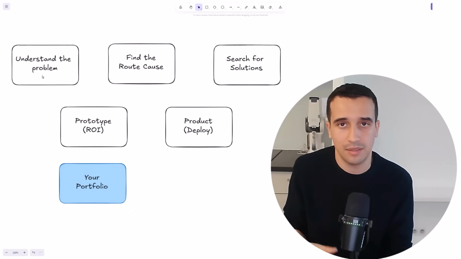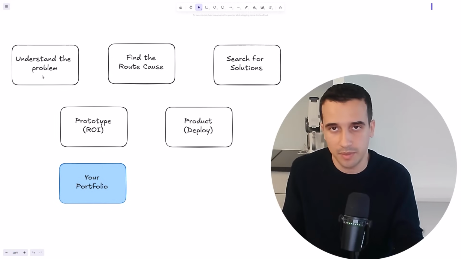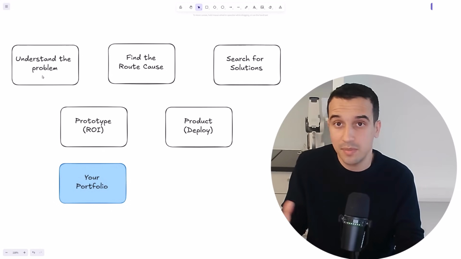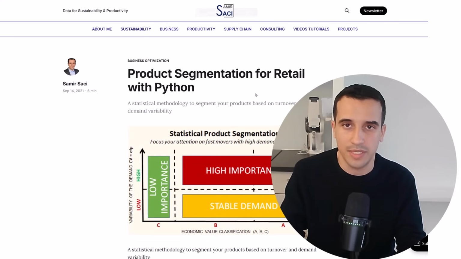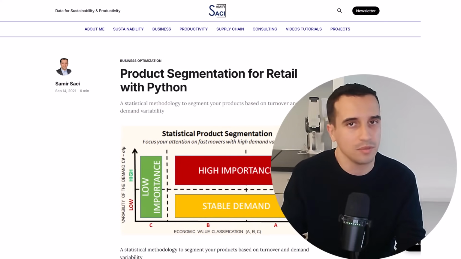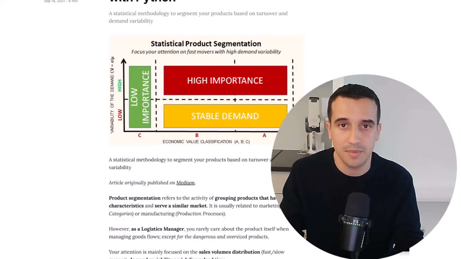The problem that I exposed here was mainly related to cost, but sometimes it can be performance or it can be visibility. So for instance, you have this article about product segmentation for retail. Here, the problem is not related to cost. It's more related to visibility.